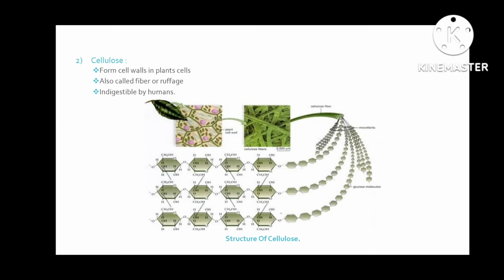The second one is cellulose. Cellulose forms the cell wall in plant cells, and is also called fiber or roughage. Cellulose is indigestible by humans. The following is the chain-like structure of cellulose.